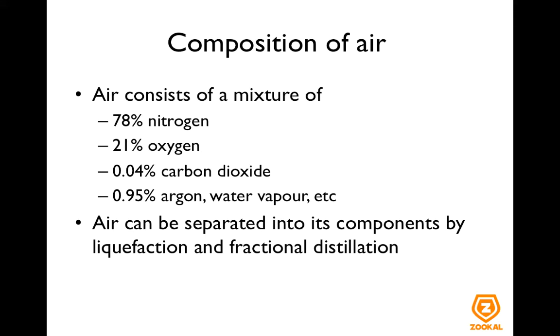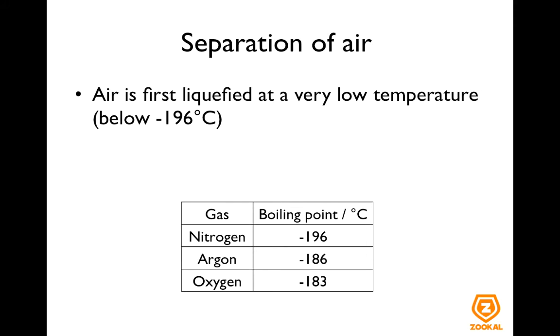You can separate it into its components by liquefaction as well as fractional distillation. So you'll first start by liquefying the air at a very low temperature. Among the major components, nitrogen has the lowest boiling point. So if I want to make them into liquid, I need to bring the temperature down below the boiling point of nitrogen, so that would be below negative 196 degrees Celsius.